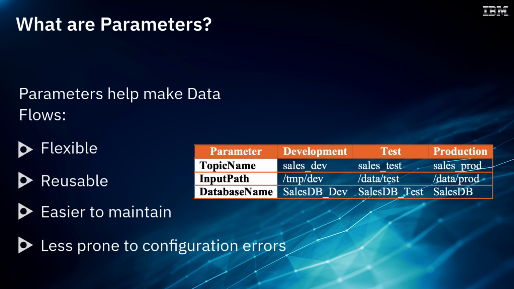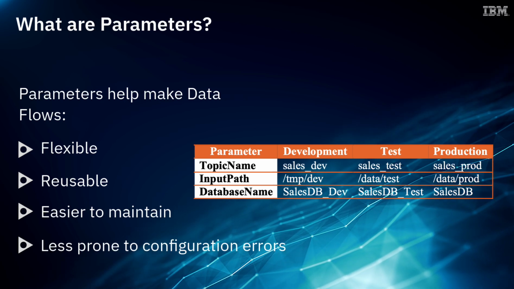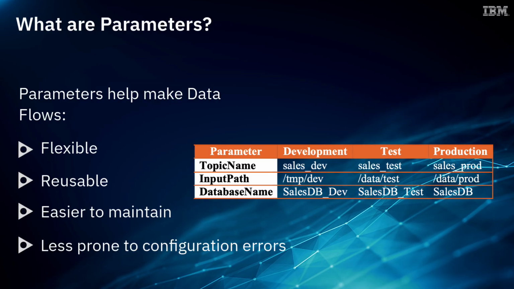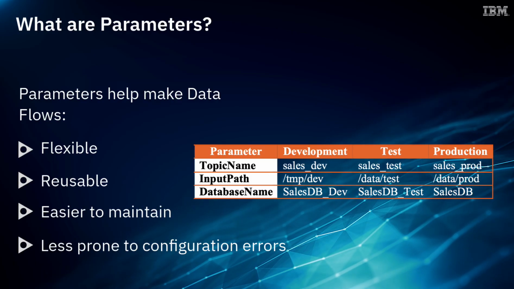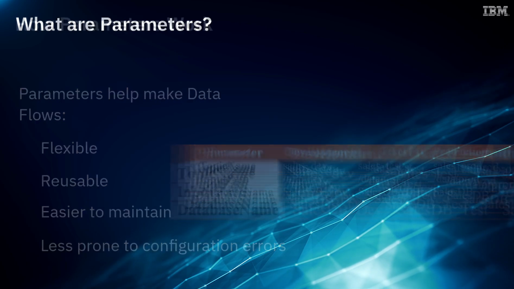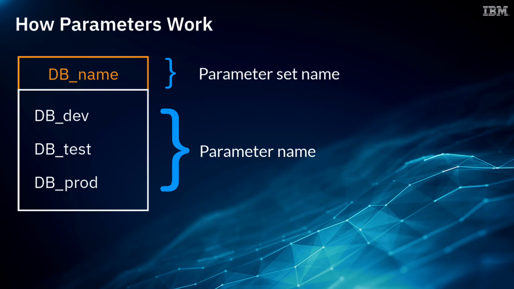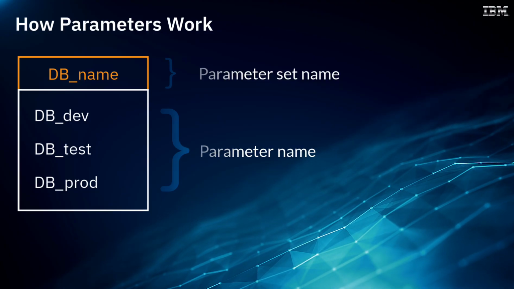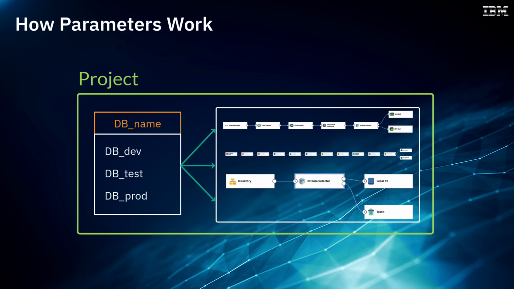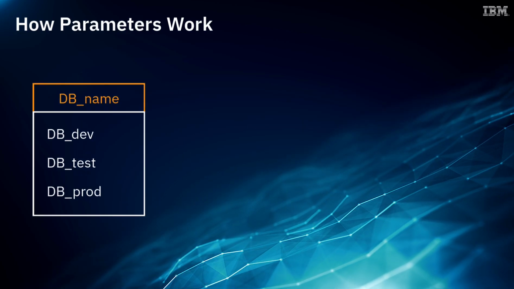Instead of creating separate data flows for development, test, and production environments, you can create a single data flow and simply change the parameter values. The data flow remains the same while only the parameter values change. A parameter set is a reusable collection of parameters that lets you define common configuration values once and use them across multiple flows in the same project. To create a parameter, you first need to create a parameter set.